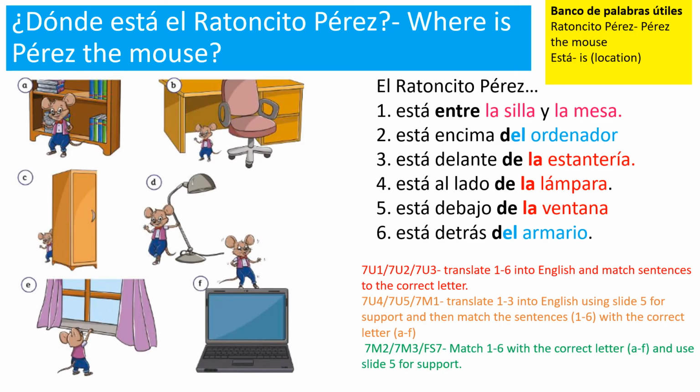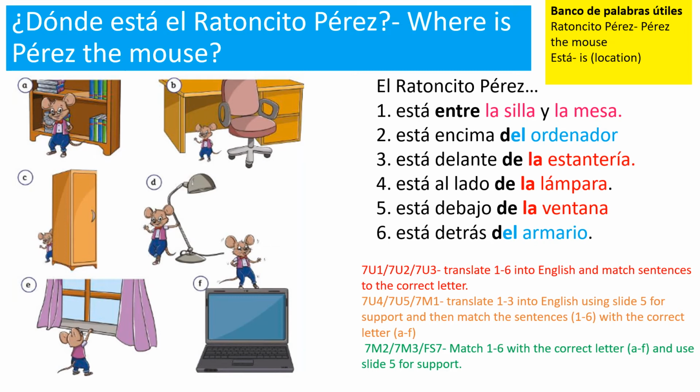Right, okay, this slide is all about "¿Dónde está el Ratoncito Pérez?" So where is Pérez the mouse? On all of those pictures, where is he? And then you've got sentences 1 to 6 that include prepositions, so entre, encima de, delante de, al lado de, and then your different things that you might find in the bedroom. So la silla, la mesa, el ordenador, la estantería, etc.